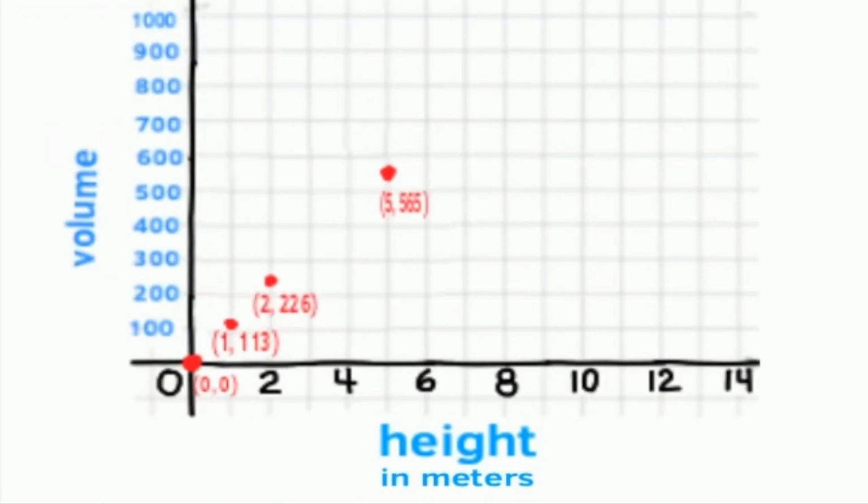Here are the points on the graph. With a height of 0, the volume is 0. With the height of 1 meter, the volume is 113 meters cubed. Double that height and your volume doubles. So a height of 2 meters brings a volume of approximately 226 meters cubed. You'll notice that this is making a straight line. The relationship between the height of a cylinder and the volume of the cylinder is proportional. For the last point, the height of 5 meters is 5 times greater than the height of 1 meter, and its volume is also 5 times greater.